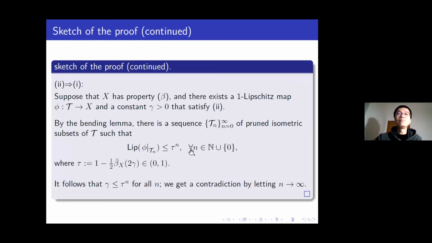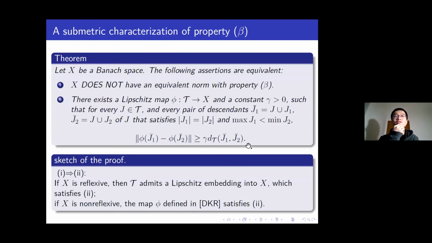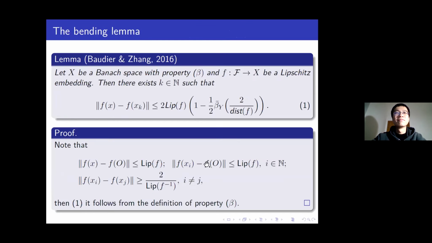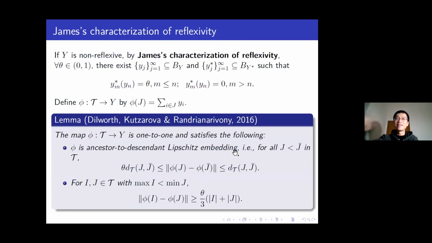So actually this metric characterization, this version is not the original one that I obtained. After I obtained my version, I had a discussion with Florent Baudet and Chris Garland, and they told me that actually my characterization can be improved. And if you take a look at this item 2, this condition is actually hidden in the lemma of Dilworth, Kutzarova, and Rodríguez-Rimoni. I mean this lemma. The condition 2 is actually hidden in this lemma.